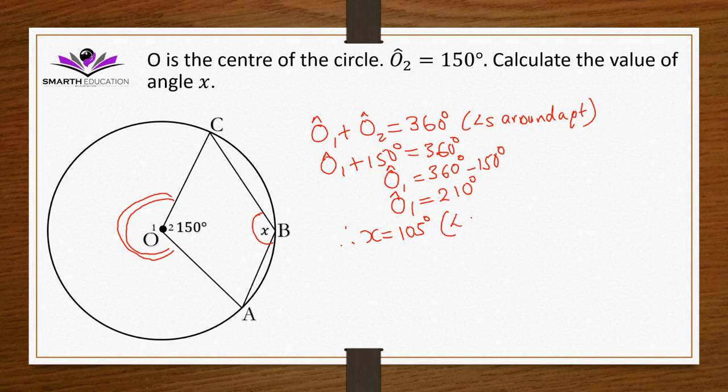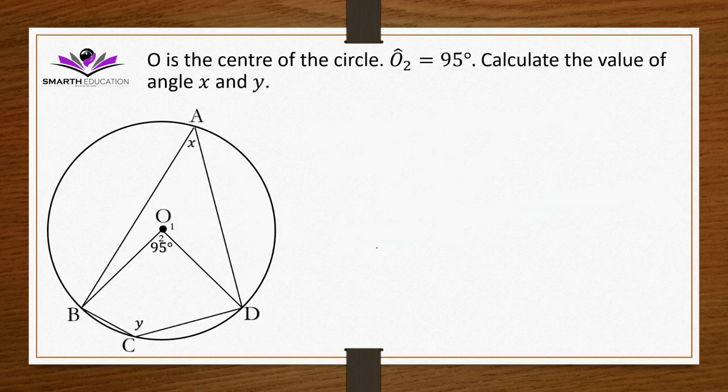Why? Angle at the center equals 2 times angle at the circumference. My writing is becoming clumsy now, but it's fine. So now we have managed to find x, and then are we done? We're supposed to find x. Yes, we're done. Let's move on to the next part.